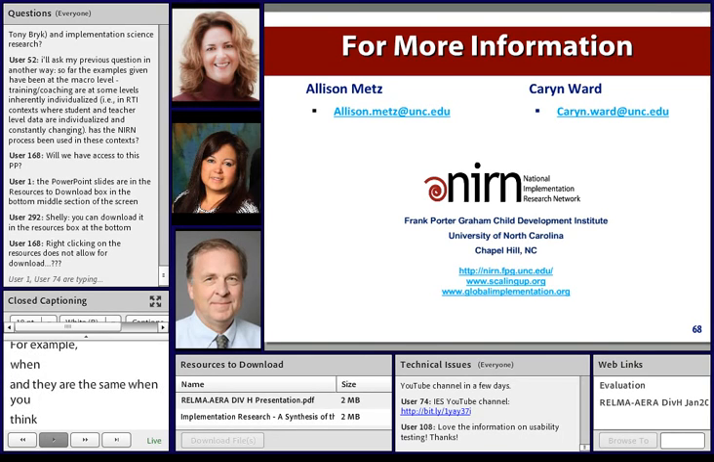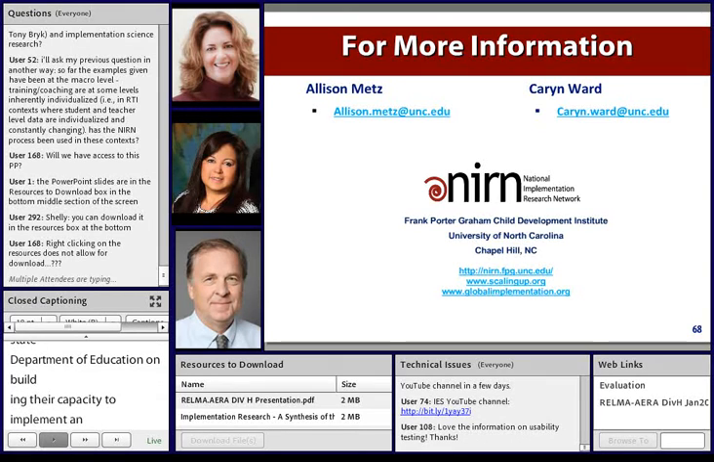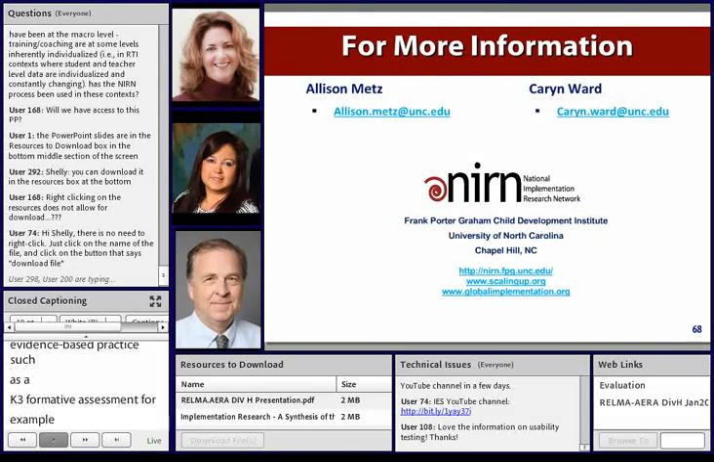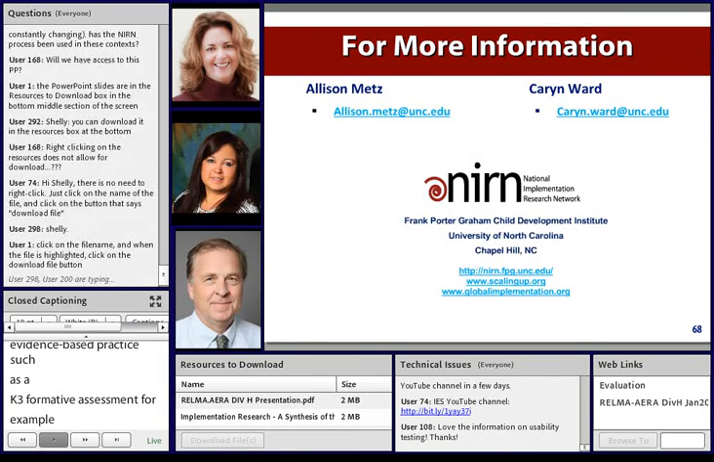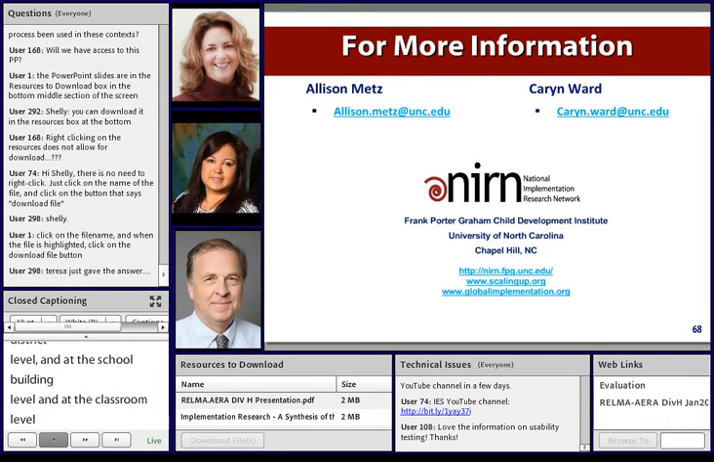So when SISEP works, for example, with a state Department of Education on building their capacity to implement an evidence-based practice, such as a K-3 formative assessment, or PBIS as another one, we are working at different levels simultaneously. We use the implementation frameworks at the state level, at regional levels, at the district level, at the school building level, and at the classroom level. And the application of them is for the overall system change for the state, the big picture, as well as looking at the individual supports at the practitioner level.